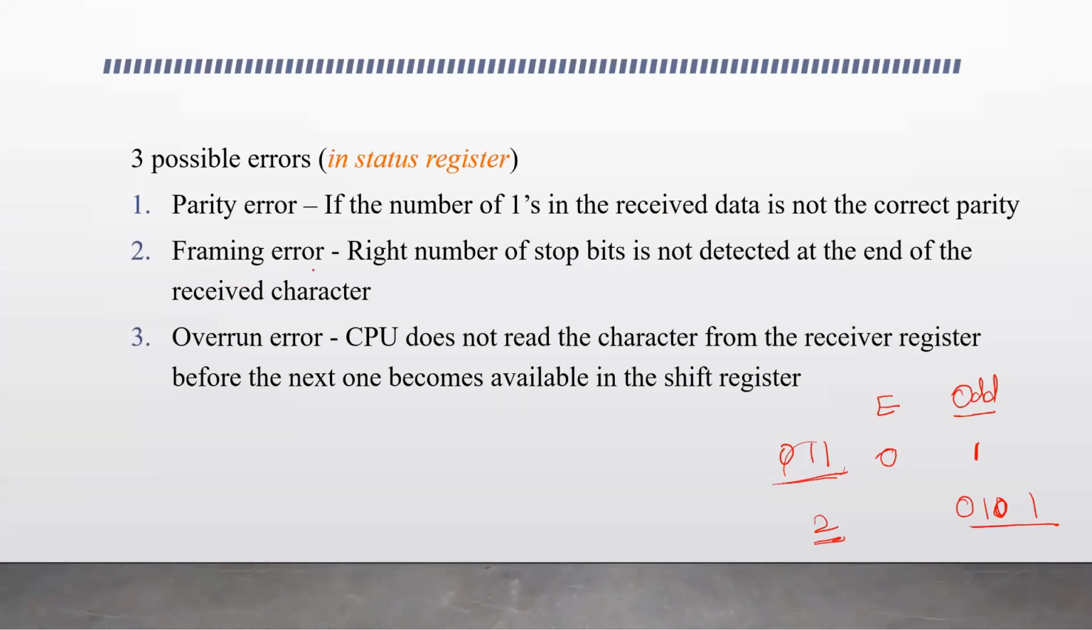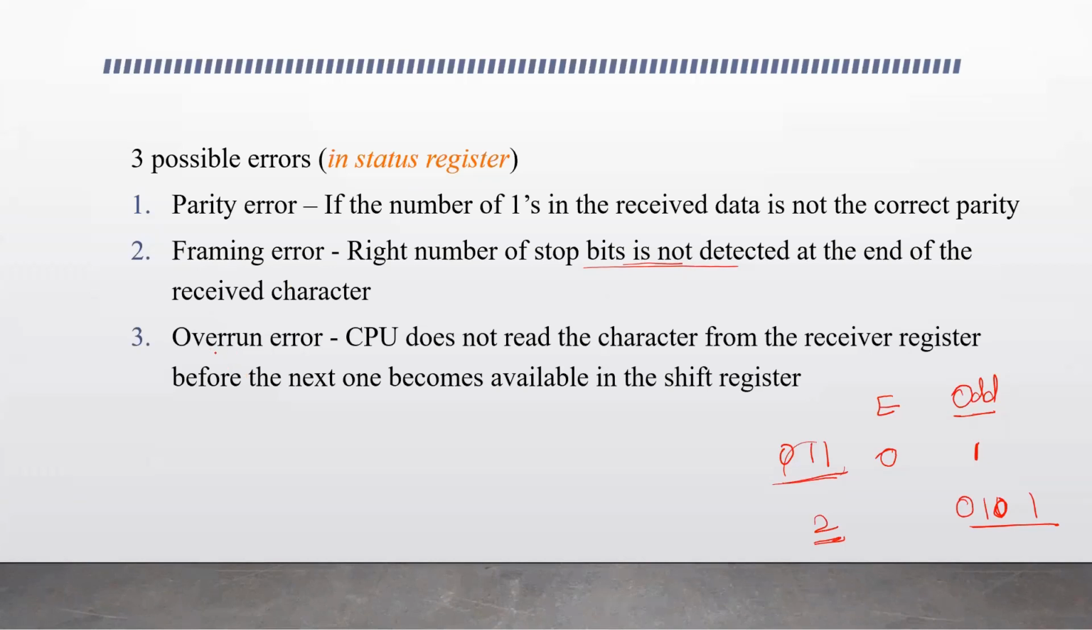And framing error: the right number of stop bits is not detected at the end of the received character. Initially the number of stop bits used is defined, so when it is received, it should be correct. But if the number of stop bits is not detected, that error is called framing error. One start bit, the character bits, and the stop bit, 1 or 2, as defined initially. When the number of stop bits is not detected, the framing error occurs, and that gets recorded in the status register.